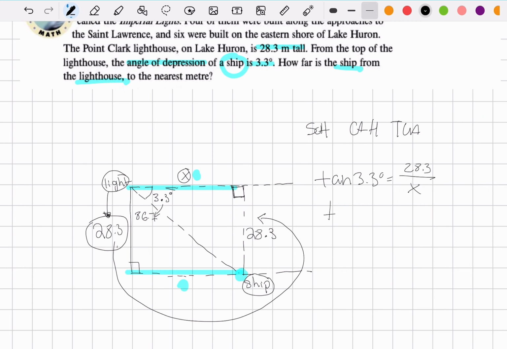And this is going to be a two-step process. x times tangent 3.3 degrees is equal to 28.3, and 28.3 divided by tangent 3.3 is equal to x. That's the side length. So let's do that on our calculator all at once. 28.3 divided by tangent 3.3, and that gives us 491 when rounding. 491 meters rounding. And when you check the marking scheme, this is correct.